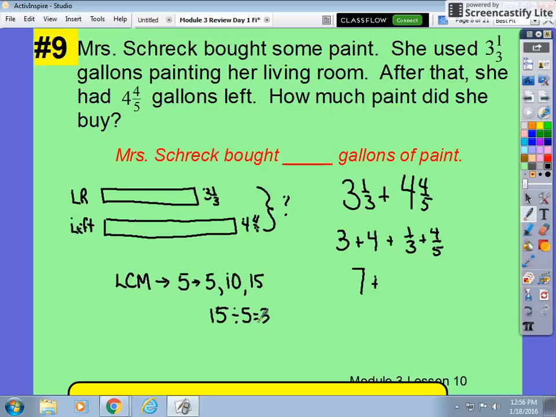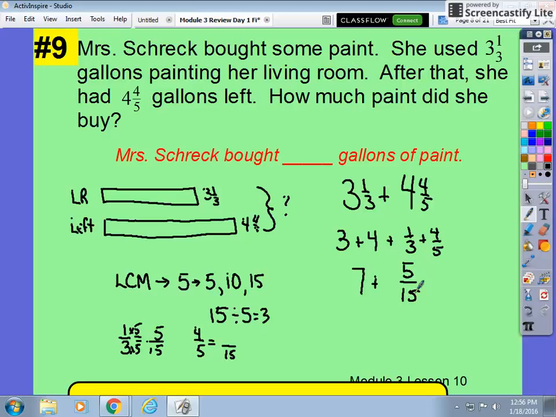So now I need to convert those fractions. I need to know what 1/3 is as 15ths, and I need to know what 4/5 is as 15ths. So I need to stop and ask myself, what version of 1 do I multiply 1/3 by? To get 15, I multiply 3 times 5, so I need to multiply that numerator by 5 also. So 5/5 is the version of 1 that I would use. I get 5/15 for 1/3. Remember, I want to write it right underneath so that I can show that equivalent fraction.